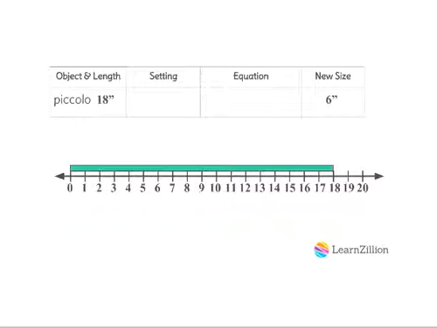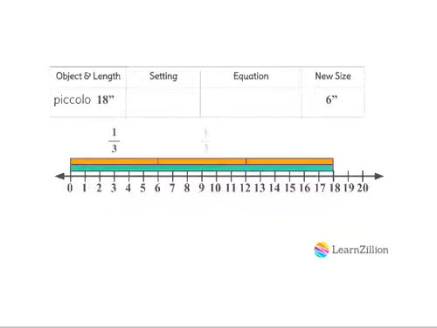If he partitions the green tape into equal segments, each segment would be 6 inches long, or 1/3 of the distance to 18 inches. Since he wants his piccolo to be 6 inches long, he can multiply 1/3 times 18 inches. Jacob would need a scaling factor of 1/3. He can use the equation 1/3 times 18 inches equals 6 inches to represent his thinking.